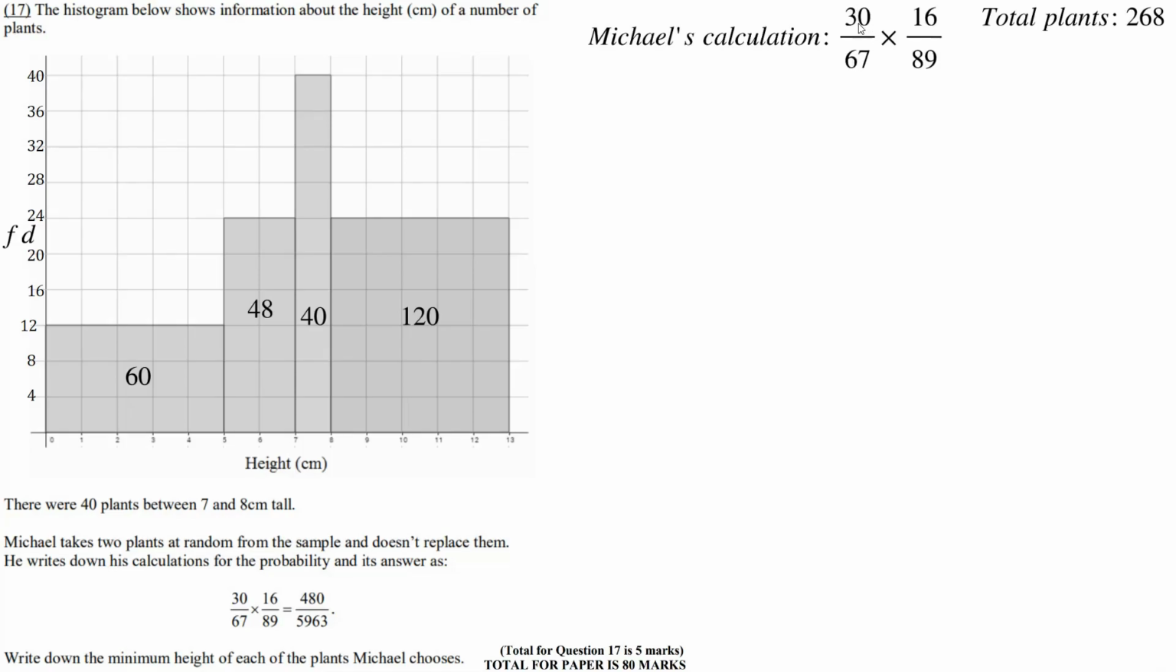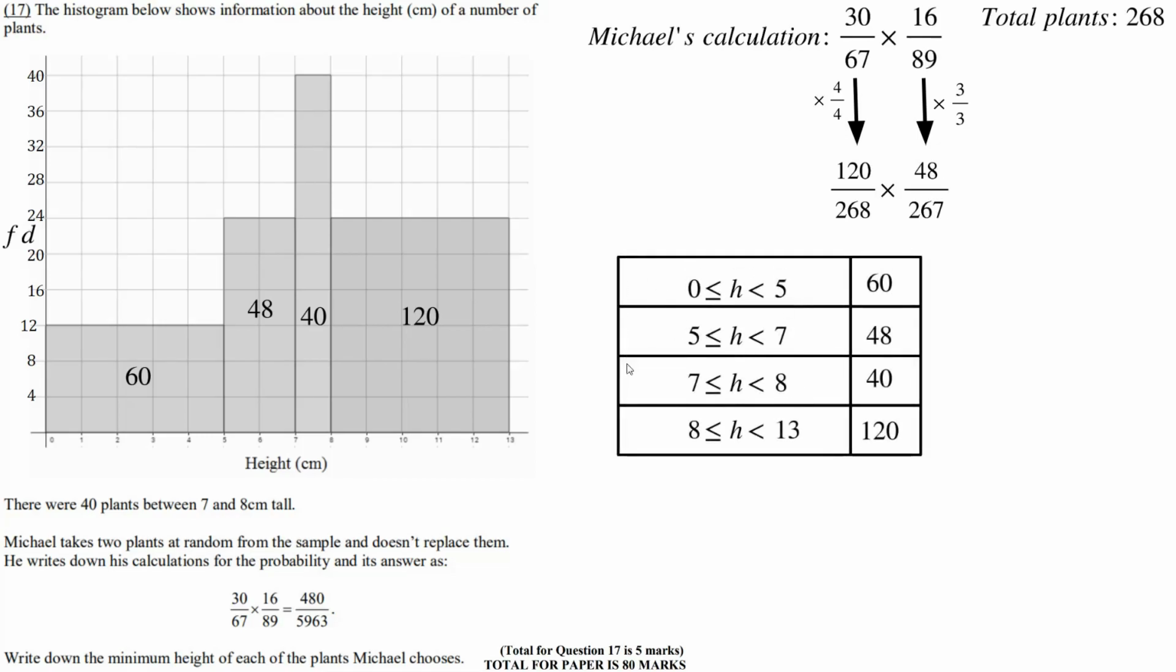So if you multiply this fraction here by 4 over 4, and this one here by 3 over 3, I'll show you why later, you get 120 over 268 multiplied by 48 over 267. Now, this makes sense, because now we've taken one plant, so there's 267 total. So you would expect this fraction to be out of 267. Now, how has Michael gone from 267 to 89? Well, he must have divided by 3. So if you times this one by 3 over 3, you'll get 48 over 267.